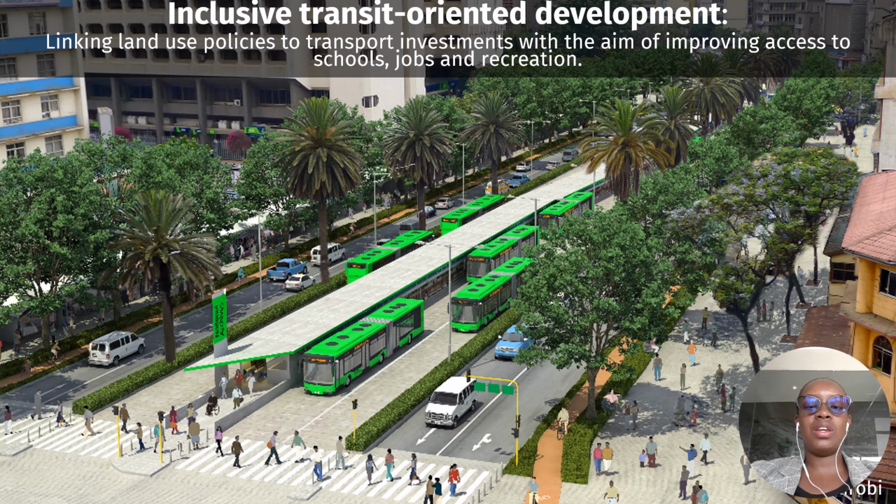So this is what we call inclusive transit-oriented development, and inclusive transit-oriented development is about linking land use policies to transport investments, which aims at improving access to schools, to work, to recreation facilities. So that way, transit-oriented developments are guided by the land use that is in the area. And this is an example of what Moi Avenue would look like when the BRT is implemented.